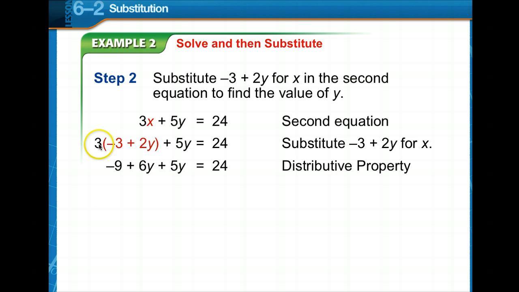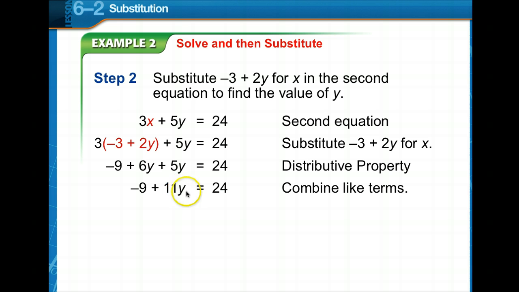Now we use the distributive property. We're going to distribute this 3 across the parentheses. 3 times a negative 3 is negative 9. 3 times a 2y is a positive 6y. Next, we're going to combine our like terms. On the same side of the equal sign, we have a 6y and a 5y. They add to be 11y.